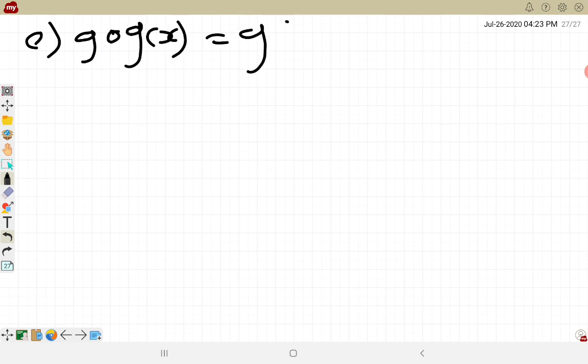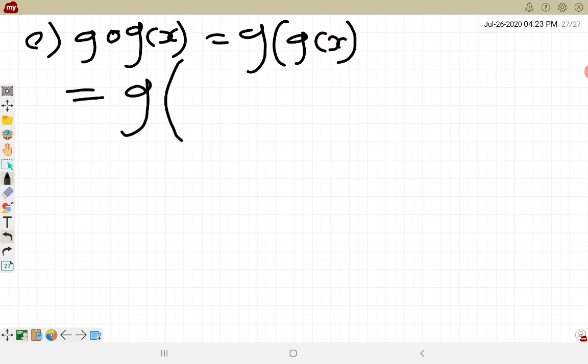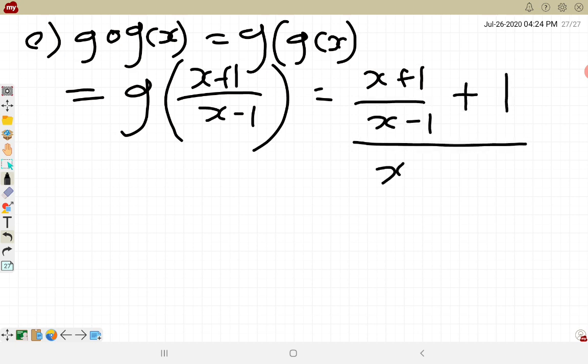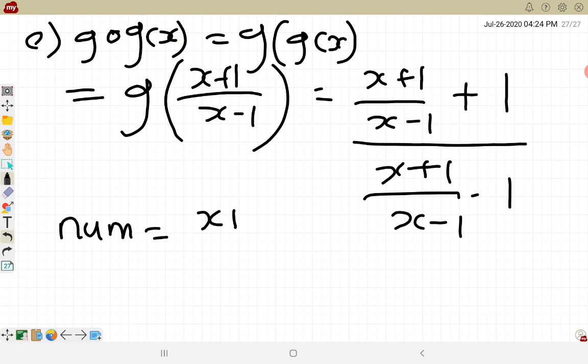So this is g of x, which is g of g itself, x plus 1 over x minus 1. Okay, which is x plus 1 over x minus 1, plus 1, all over x plus 1 over x minus 1, minus 1. Okay, so that is that. So we take the numerator, then the denominator. Okay, so the numerator equals x plus 1 over x minus 1, plus 1.